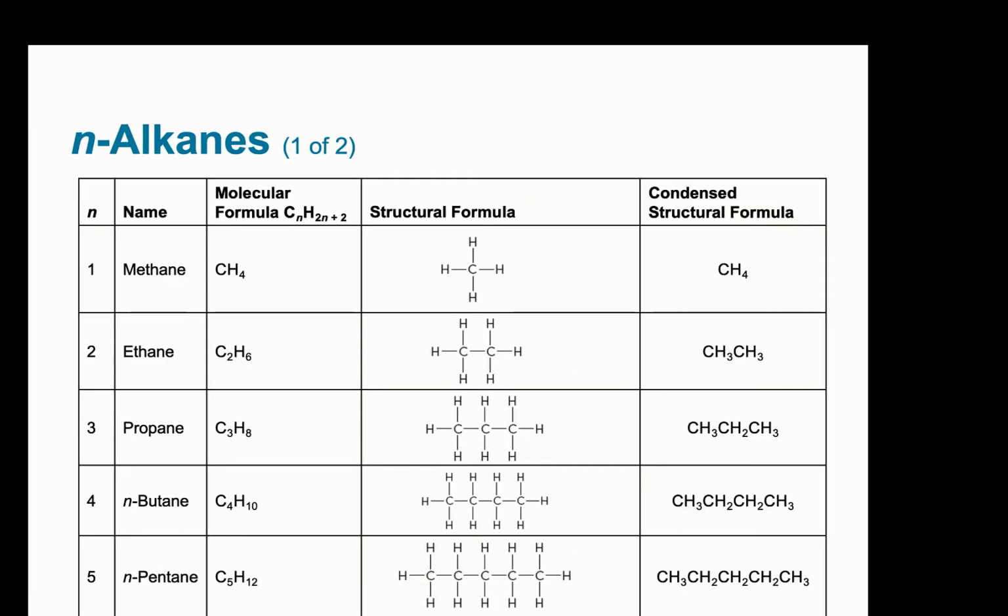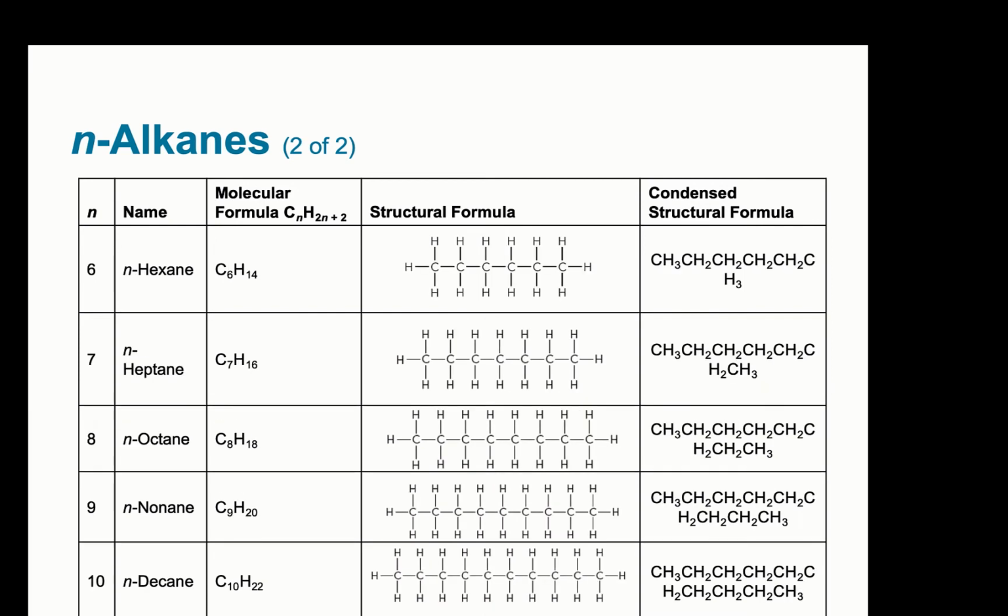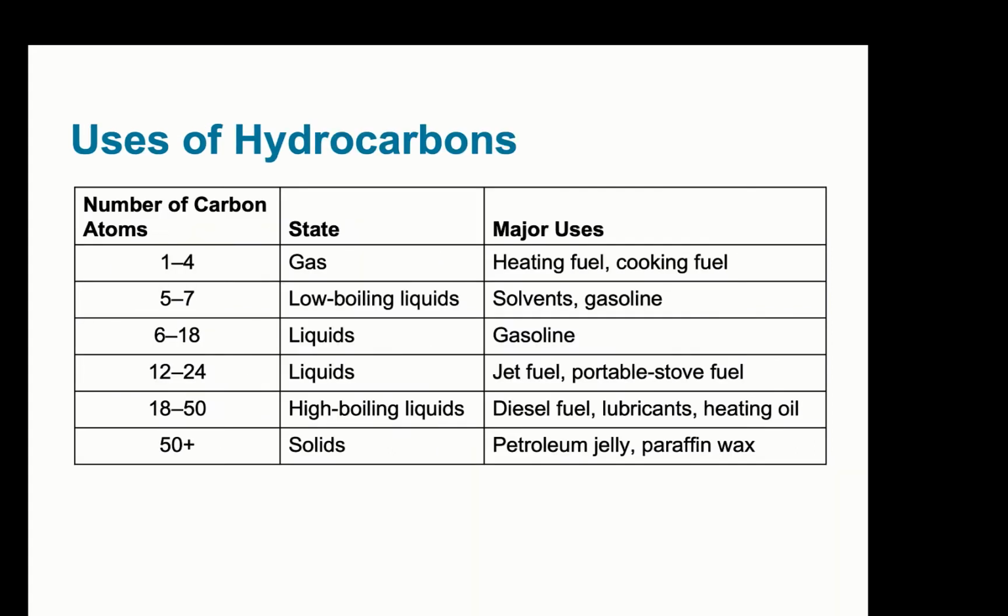So here are the normal alkanes. Number 1 is methane, 2 ethane, 3 propane, 4 butane, 5 pentane, 6 hexane, 7 heptane, 8 octane, 9 nonane, and 10 decane. Just so you can hear the words being said.